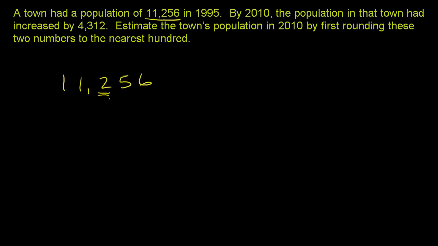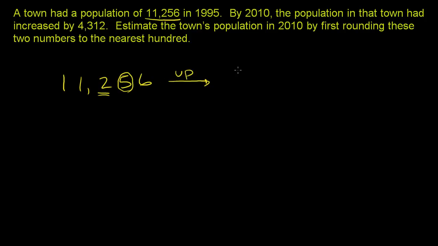So let's look at the hundreds place here. This is either going to go down to 200 or go up to 300, depending on what the next place is, or the next lowest place. So we go down to the tens place, we see a 5. 5 is 5 or greater, so we want to round this number up. We are going to round up.